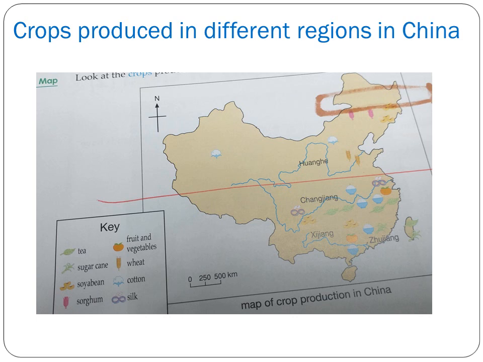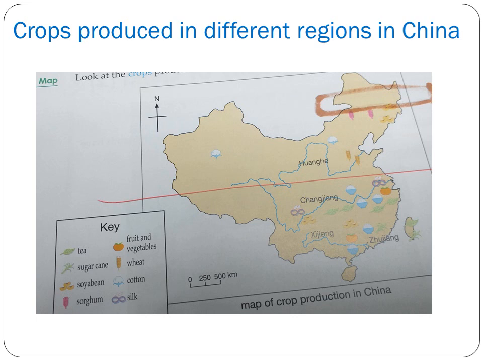And to do agriculture, to produce crops, you need a lot of water and a lot of plain land. That's the reason the eastern region is most suitable for farming. As you can see from the map, wheat is mainly cultivated in the northern part of China, whereas paddy rice is mainly grown in the southern regions.